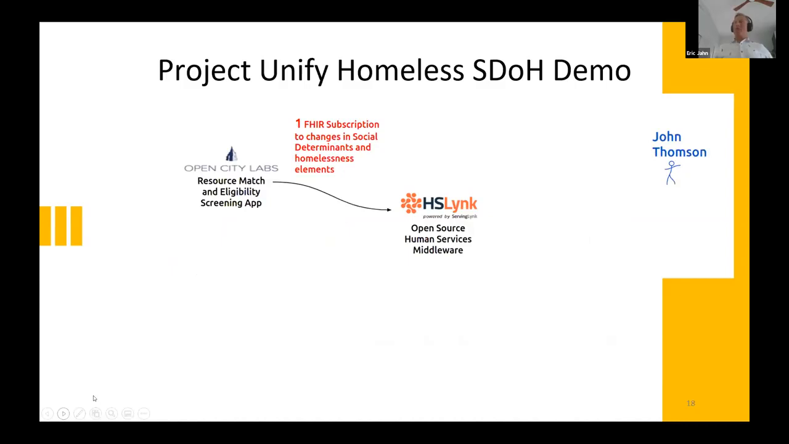So before this demo even starts, the social service agency, Core Services Group, I think it's called, a fictitious agency running the Open City Labs Navigator app, is going to subscribe for changes to social determinants of health, maybe some particularly important Department of Housing and Urban Development homeless management information systems elements from the data-centric warehouse. So if anything changes in the data set in HS Link, that Open City Labs Navigator app run by Core Services Group will be notified of those changes.